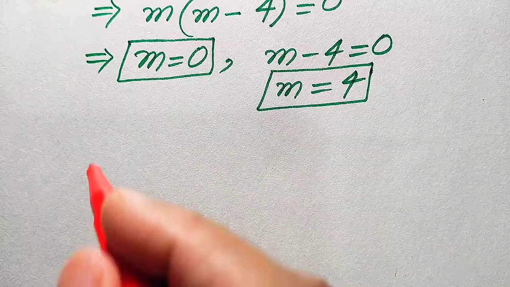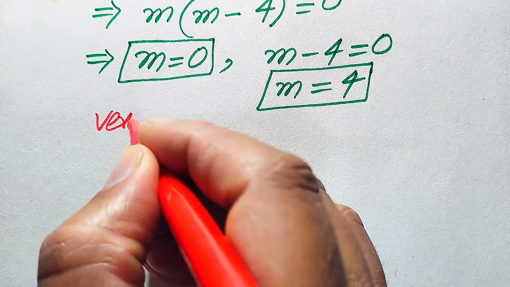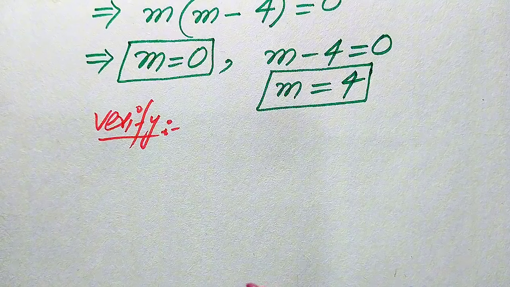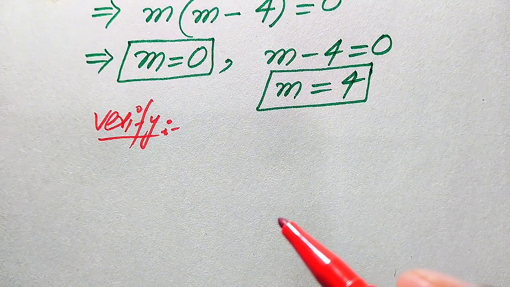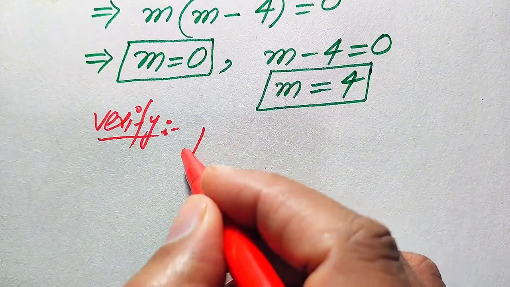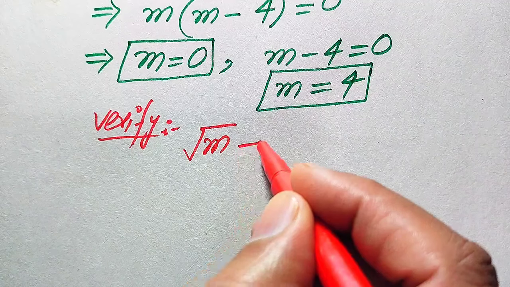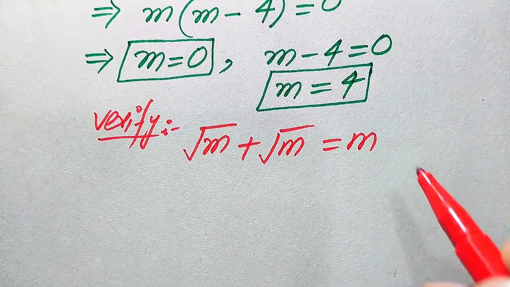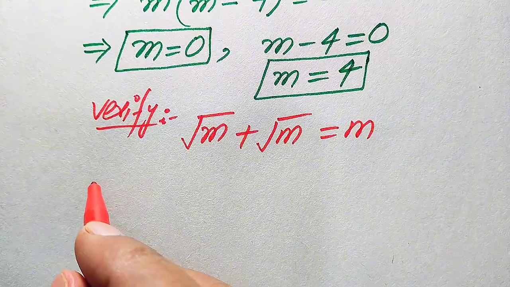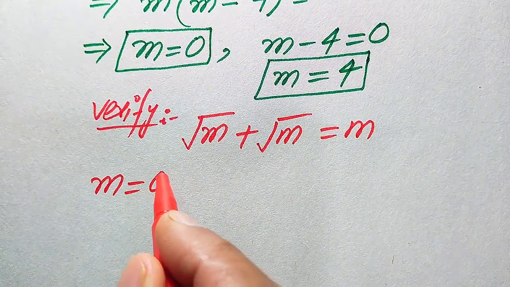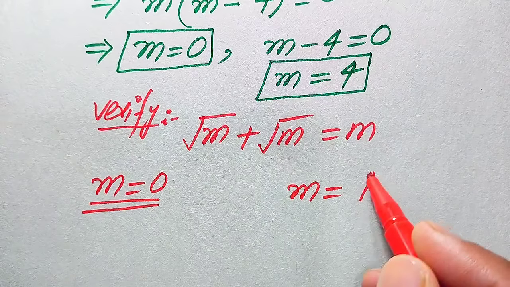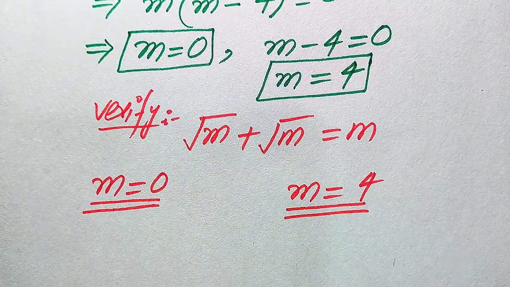Now in the next step we need to verify whether these values of m are solutions or extraneous roots. For verification we copy down the given question statement: √m + √m = m. Here we substitute m = 0, and on this side we substitute m = 4.